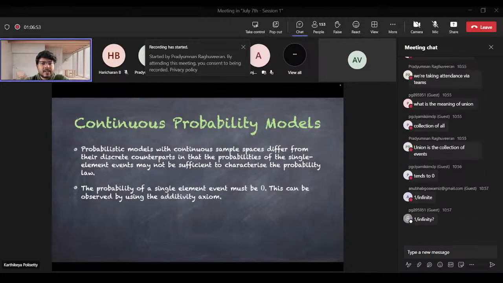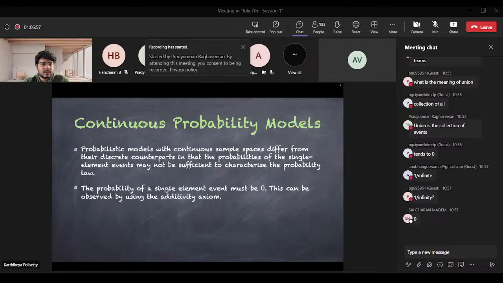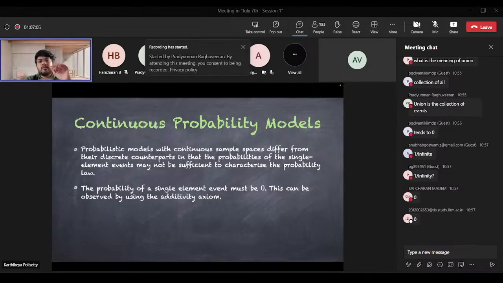The probability of a single element event must be 0. Yes, it is 0. Because if it is something finite, then we have an infinite number of such events, so the probability goes infinite. But we have a restriction that the probability can be a maximum of 1. So the probability of a single element must be 0.